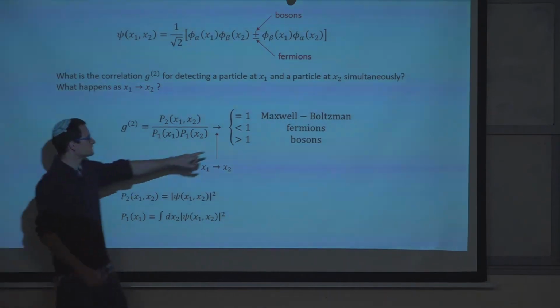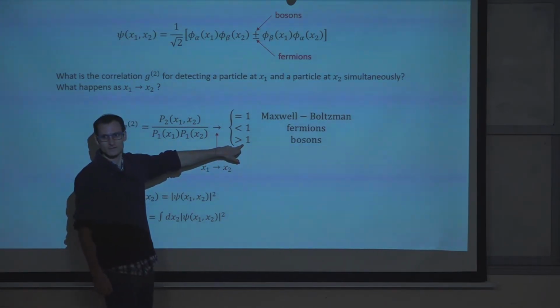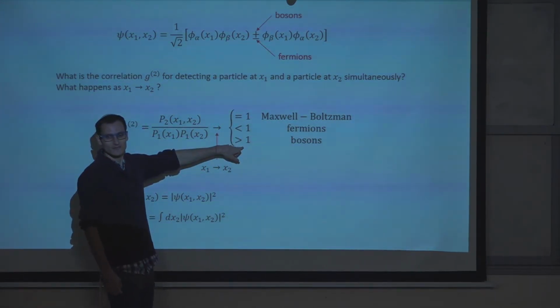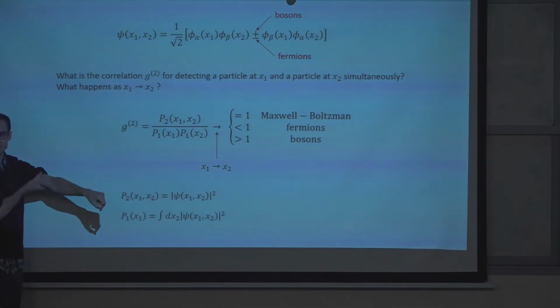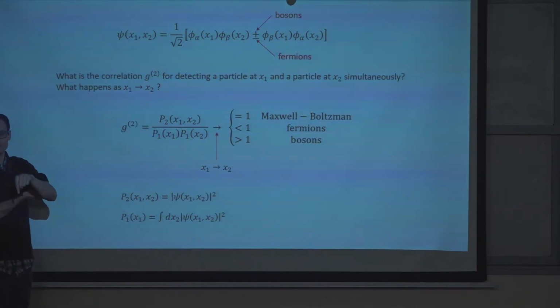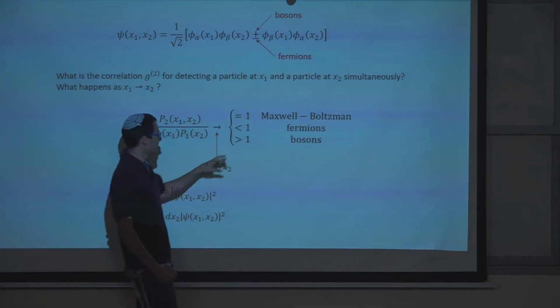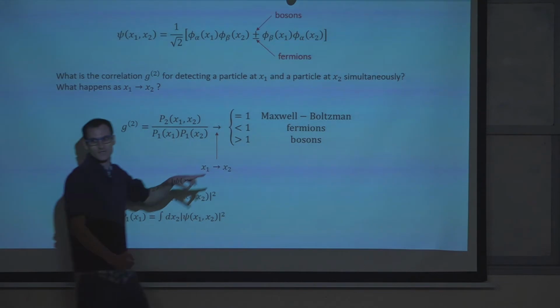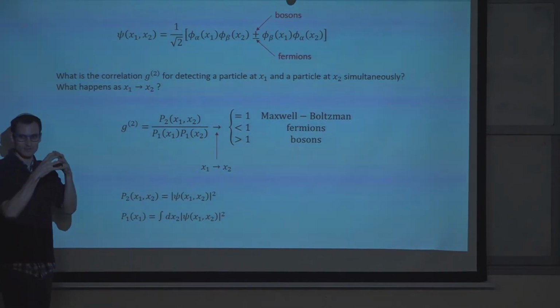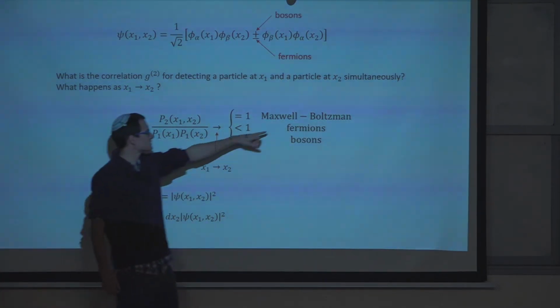What you notice is that bosons have the opposite effect. If you've detected a boson at a certain position, the probability of having another boson right next to it is enhanced. This effect with bosons is called bunching. They like to appear in bunches, they like to appear together. And the effect for fermions is called anti-bunching.